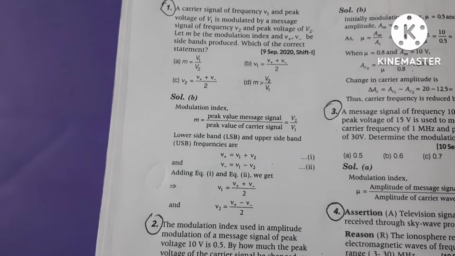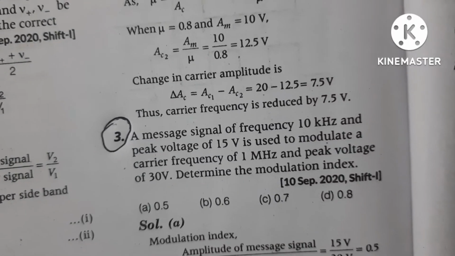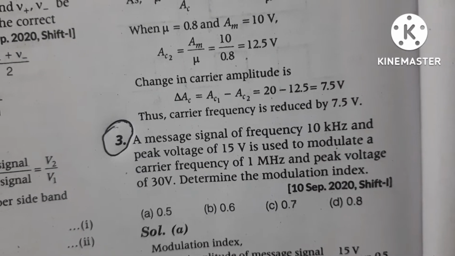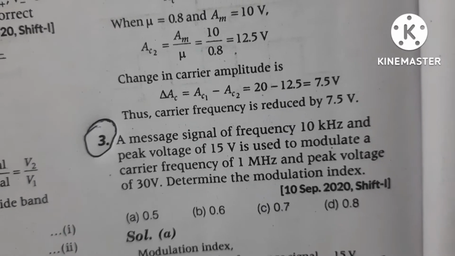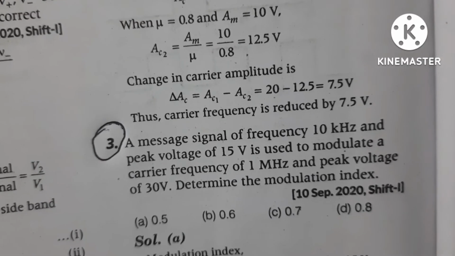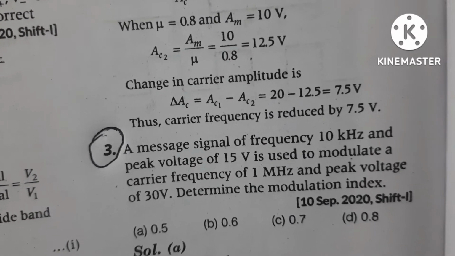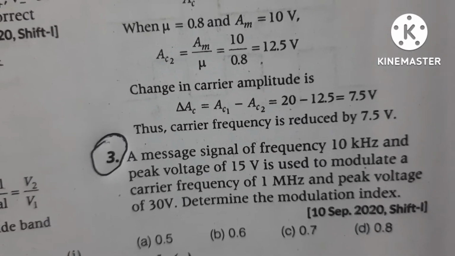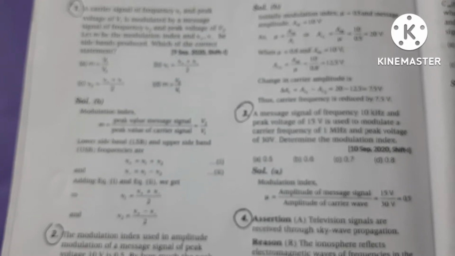Then come to the third question. The third question is very easy. Look here. A message signal of frequency 10 kilohertz and peak voltage 15 volts is used to modulate a carrier frequency of 1 megahertz and the peak voltage is 30 volts. Determine the modulation index. Here there is no need to focus on the frequencies, we just focus on the peak voltage, which is 15 volts, and the carrier voltage is 30 volts.